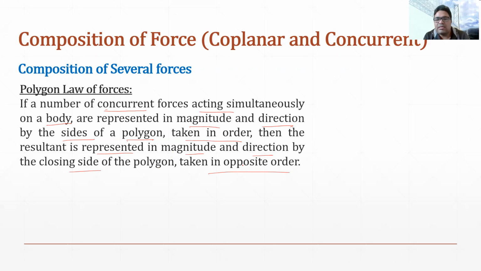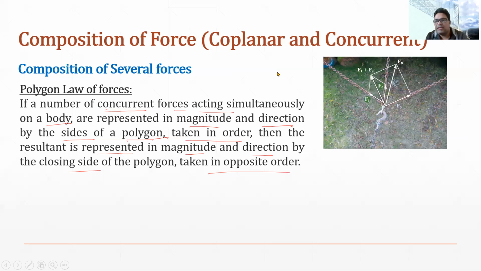So this polygon law is actually the extended version of triangular law. Like in the triangle, we are having two forces, and if these two forces represent two sides of the triangle, then the third closing side will be represented by the resultant and in the opposite order. Now in case of polygon law, it says if some forces are acting on a point, and if we represent those forces in the form of sides of a polygon, then the closing side of the polygon will be represented by the resultant. So now we will understand this statement more when we look at the photo.